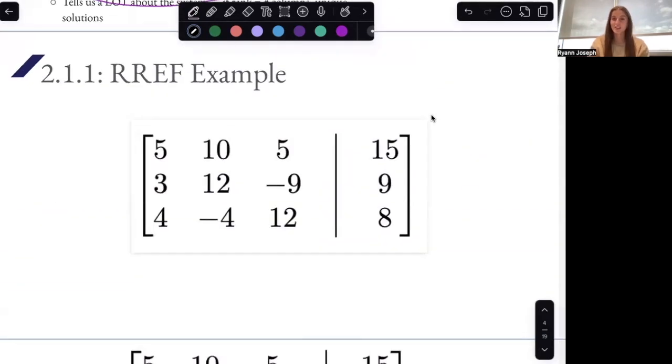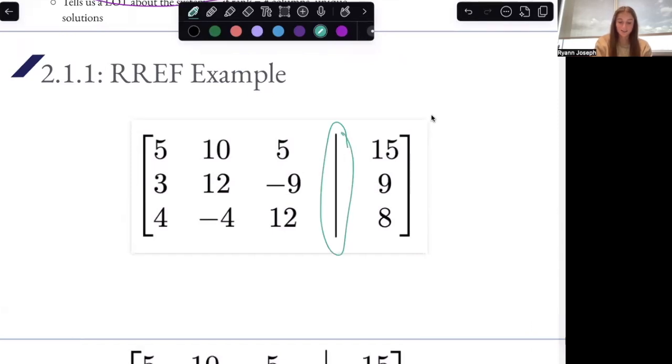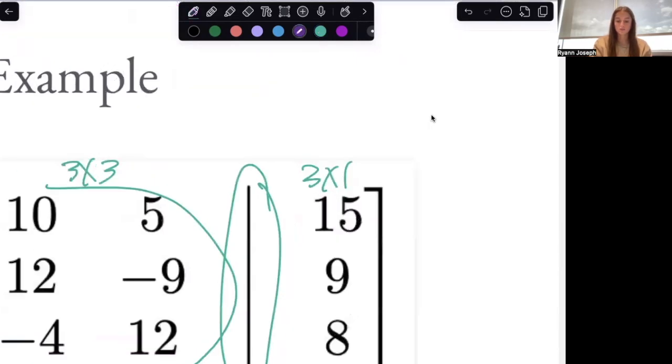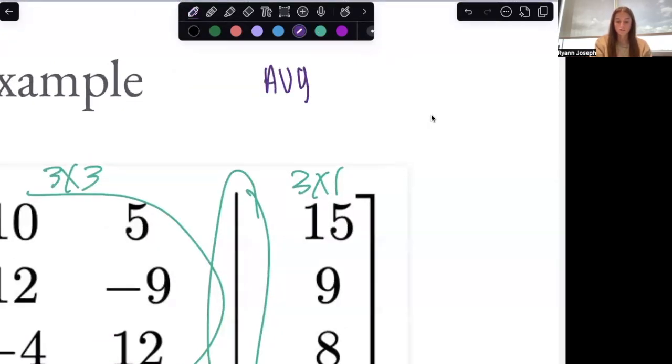So this matrix looks kind of weird, right? There's this weird line in the middle, because this is a 3 by 3 and this is a 3 by 1. I guess together it's kind of like a 3 by 4. It's weird, right? So this is what's called an augmented system.